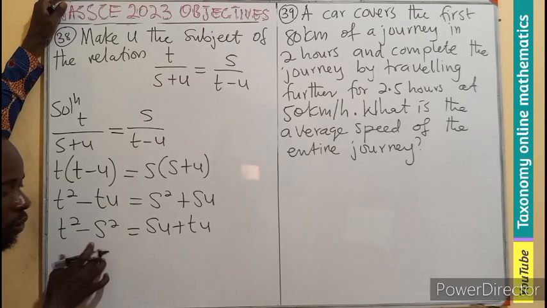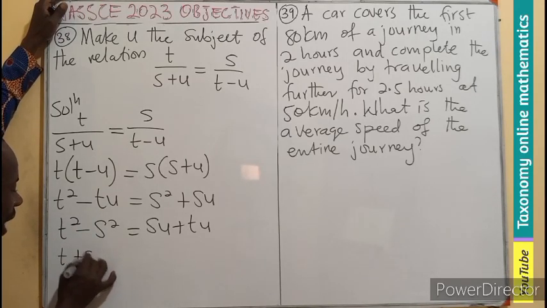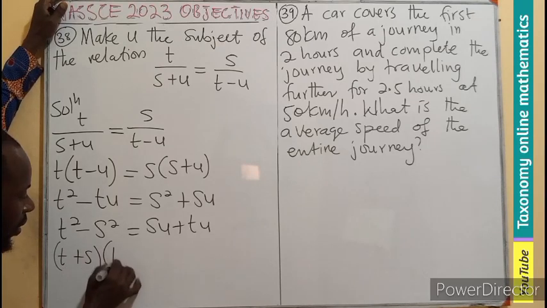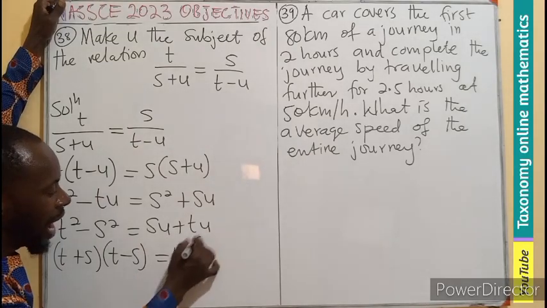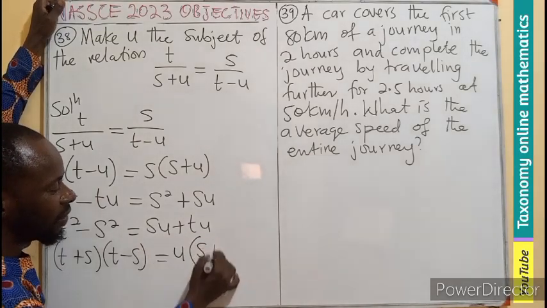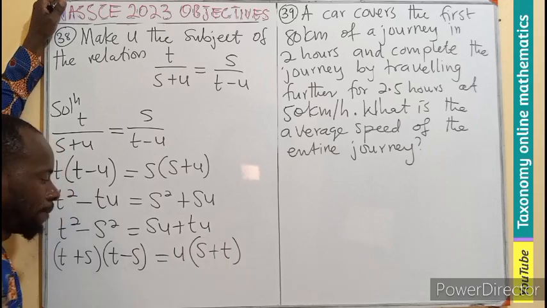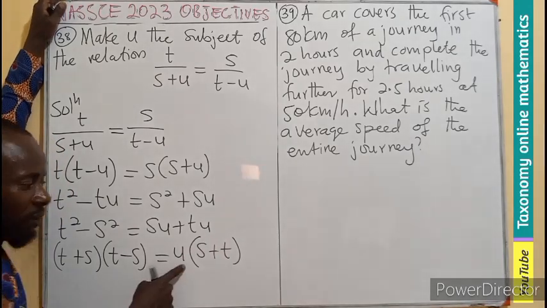That is the difference of two squares. So (t + s)(t - s) is equal to... let's factorize the u out. You are left with s plus what? t. What do we do? We are looking for u.